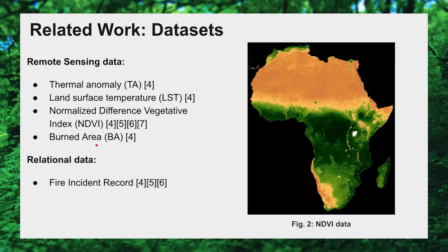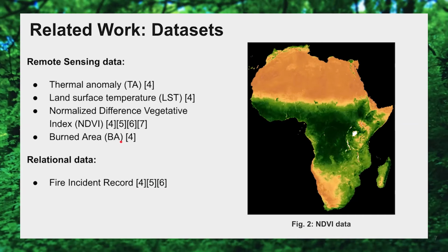Burn area is kind of similar to thermal anomaly in that it looks for fires and then records them. So it's kind of like a fire record of sorts, but it also comes in an image file. And they come with data like the specific day of the year that there was a fire in a certain area, with a variable level of confidence.